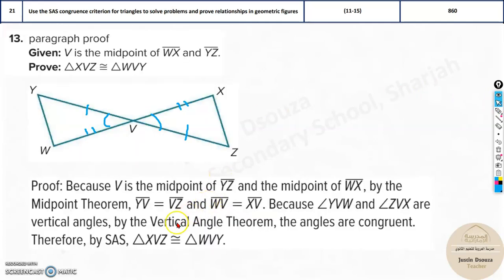So you can see over here there is the vertical angle theorem and the midpoint theorem. That's more than enough to prove this side is equal to this side is equal to this side, and vertical angles prove that all this is a SAS postulate.